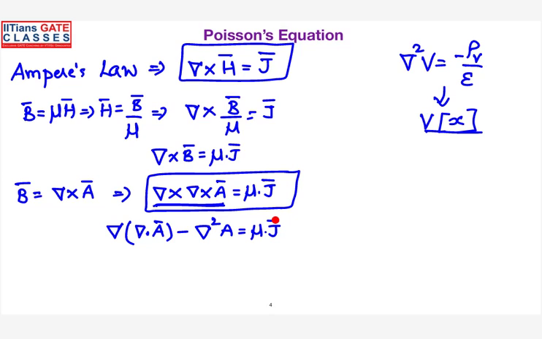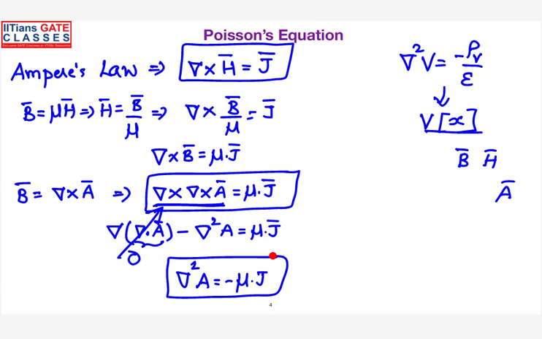Okay, now anyhow, let's see what is the divergence of this magnetic vector potential? In case of any magnetic fields, it doesn't matter whether the vector is a magnetic flux density, a magnetic field intensity, or a magnetic vector potential, the divergence nature for magnetic fields will not exist. So this term can be neglected to zero, by assuming there is no divergence nature for magnetic fields. So what does the rest of the term represent? Del square A is equal to minus mu into J. In this case, A is nothing but your vector, not a scalar.